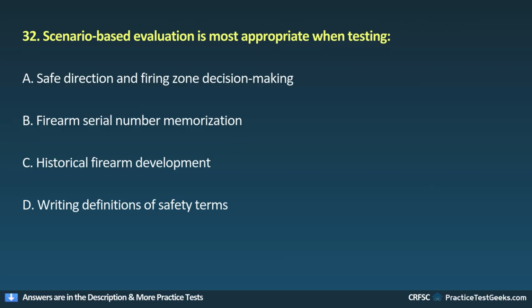32. Scenario-based evaluation is most appropriate when testing A. Safe direction and firing zone decision-making. B. Firearm serial number memorization. C. Historical firearm development. D. Writing definitions of safety terms.